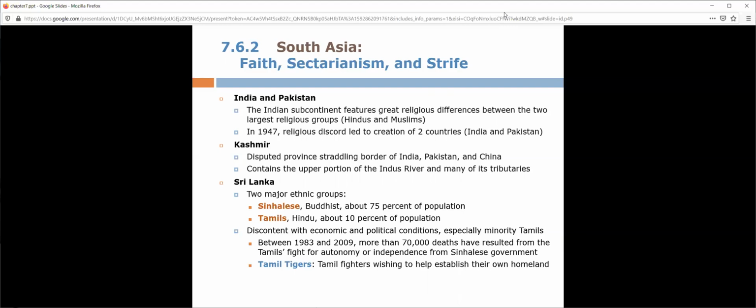And as said here, between 1983 and 2009, more than 70,000 people died as a result of infighting between Buddhists and Hindus in Sri Lanka. Ridiculous. 70,000 people have been killed. And these conflicts are ongoing to this day. People are still shooting each other, and not much is ever talked about it. Why is that? Well, you could come up with your own reasons, perhaps, but it is still an important thing to realize that this is actively going on all throughout the world.